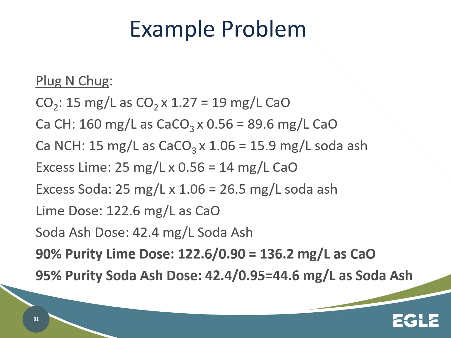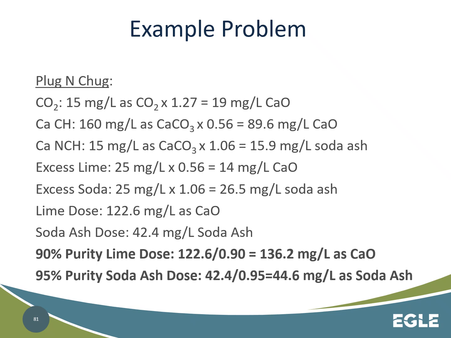Remember that we can't remove calcium non-carbonate hardness with lime, so we need to use soda ash here. So 15 milligrams per liter as calcium carbonate times the soda ash ratio gives us a soda ash dose of 15.9 milligrams per liter as soda ash. Can we add these doses together now?